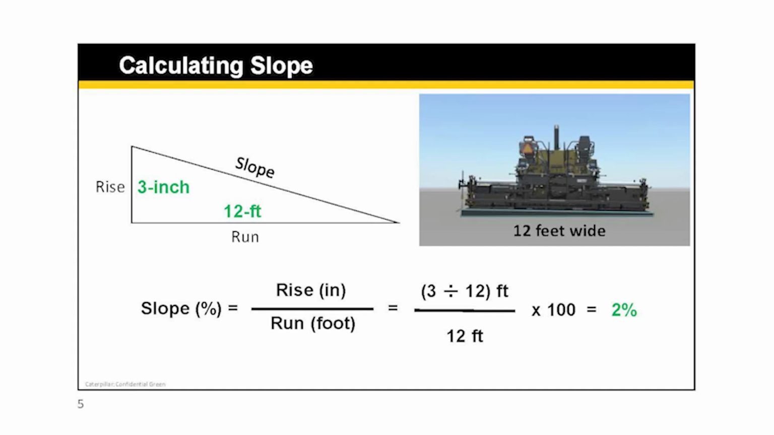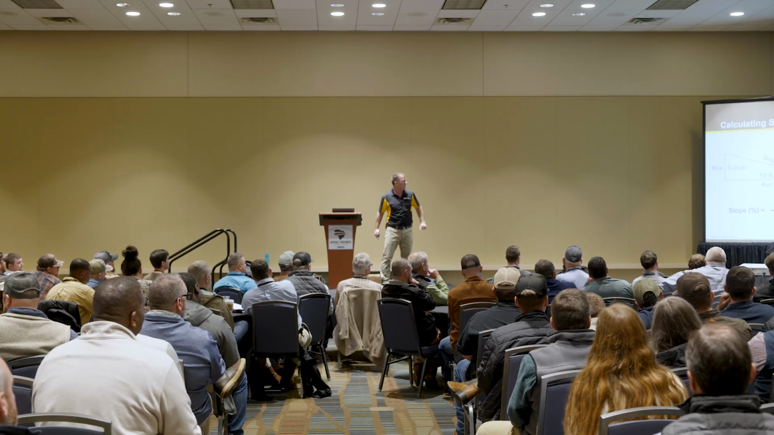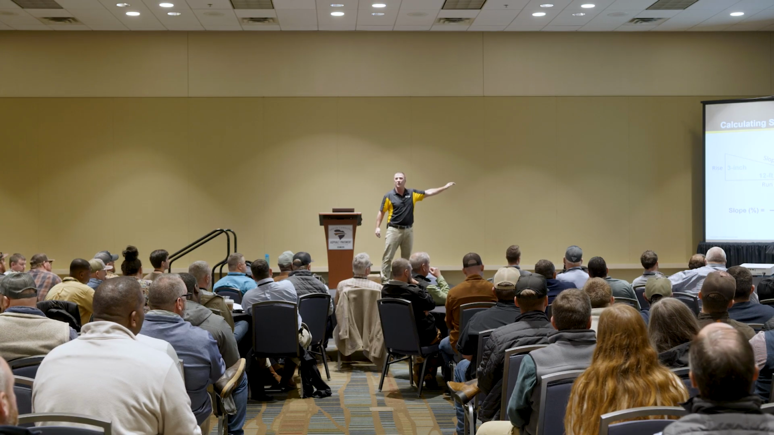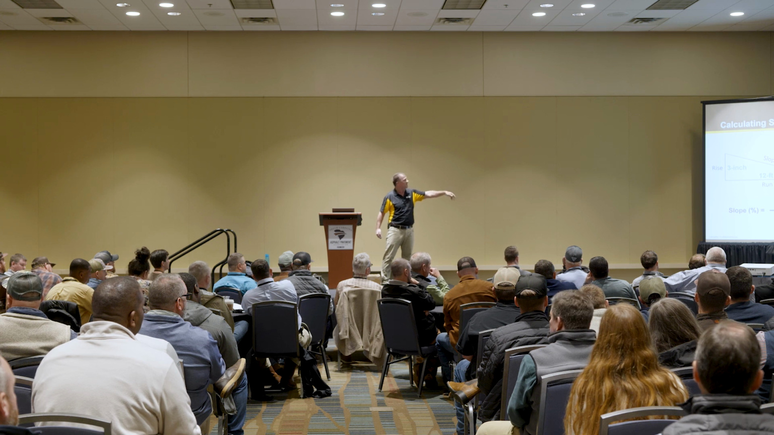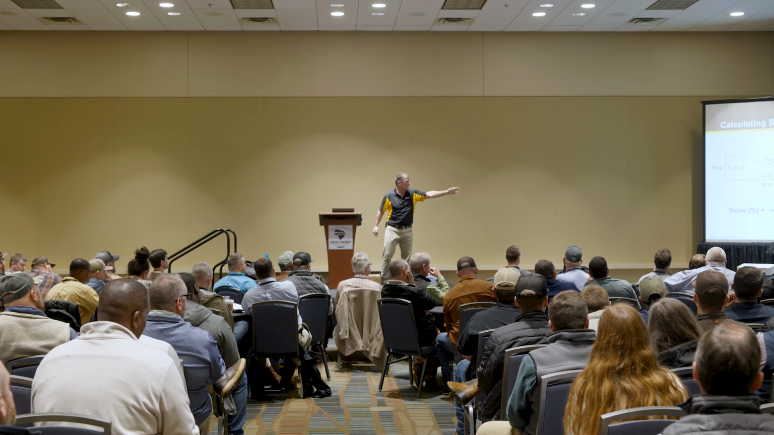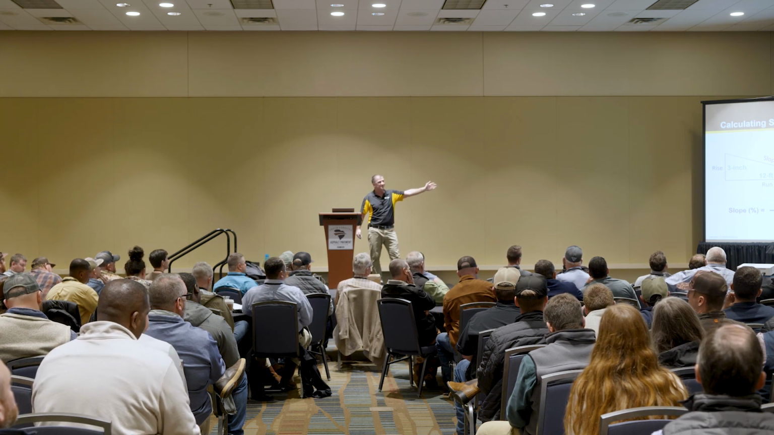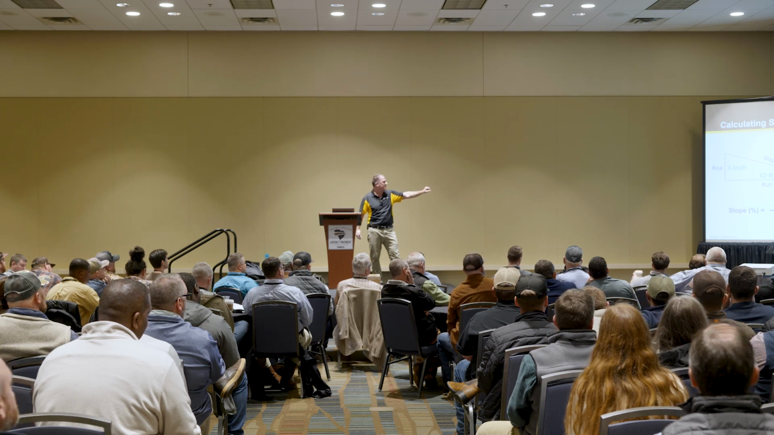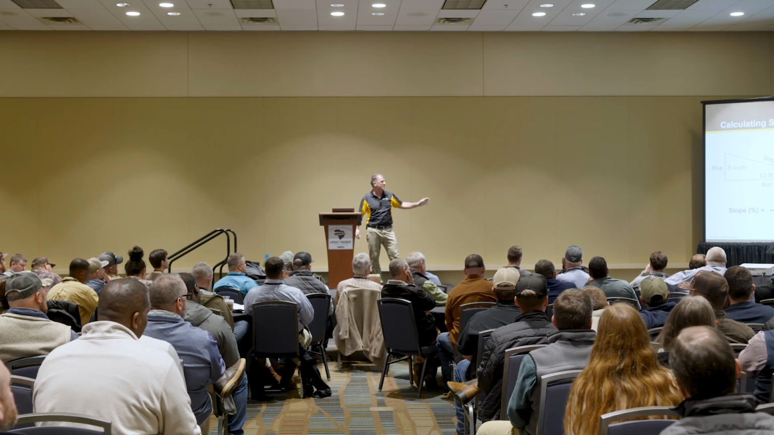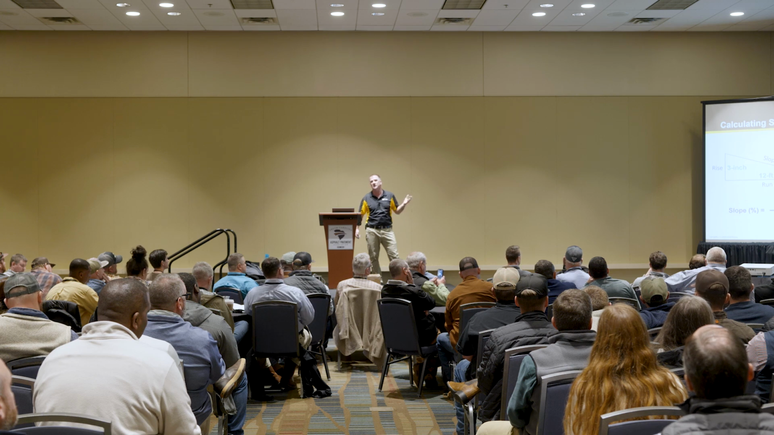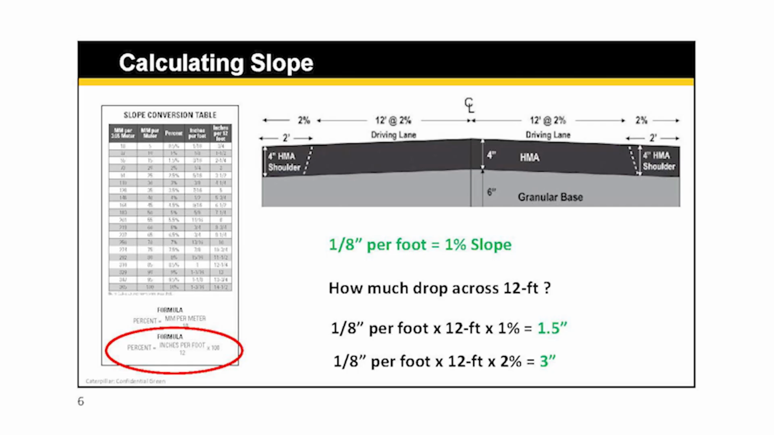So what is slope? It's rise over run, right? So we look at that, we've got a certain thickness or the rise there. And then in this example, we've got a 12-foot wide lane, and we've got that slope or that crossfall. So rise over run. In this calculation, it's just 3 inches, divided by 12 there to get it in feet. Divided by 12 gives me 2%. So that's just the basic calculation when it comes to calculating slope.